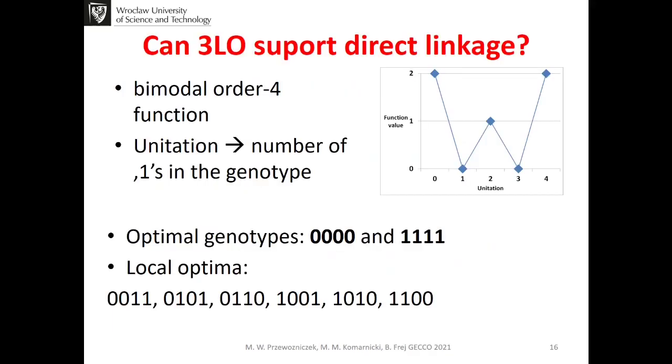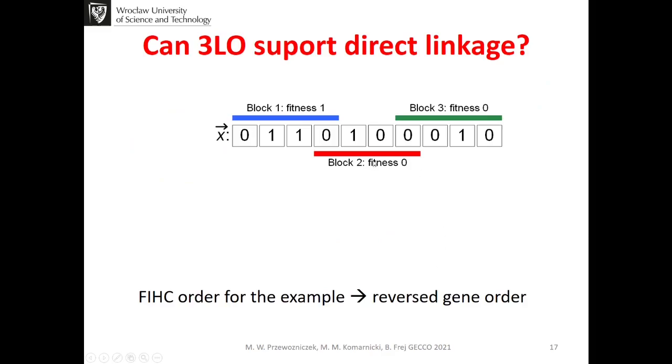Let's check it. To check this, we will use the bimodal order 4 function. Here we have the unitation. The unitation is the number of ones in the genotype. If we have only zeros or only ones, the value of the function is optimal. If unitation is 2, we have suboptimal values. So the optimal genotypes are only zeros and only ones, and the local optima are when we have 2 zeros and 2 ones, which are shown here. Now, let's consider such a solution to this problem.